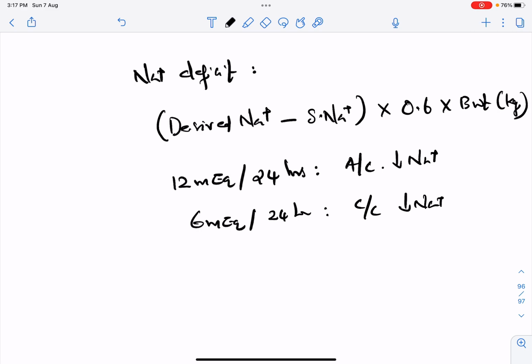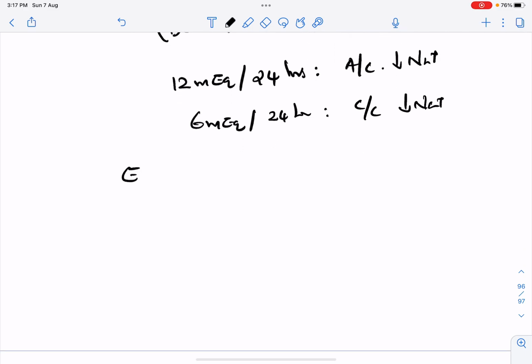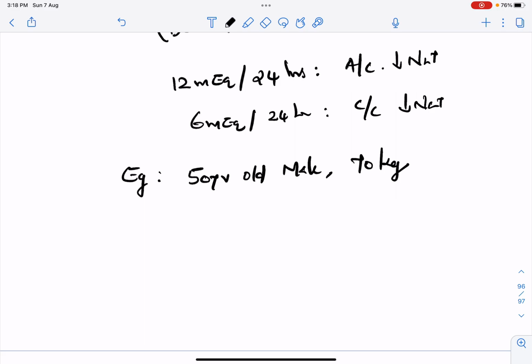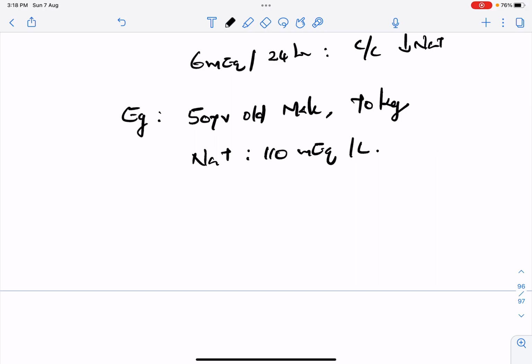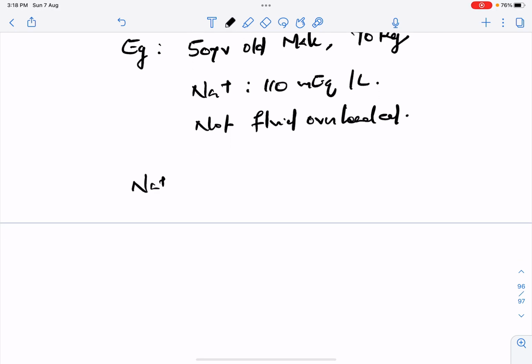So let's do one example using this formula. Suppose you have a 50-year-old male weighing 70 kg, presented to your emergency department with altered sensorium and seizure-like activity, and his sodium is found to be 110 milliequivalent per liter. The symptoms are within a one day duration. He is not fluid overloaded also. So the patient presented with the symptoms of severe hyponatremia. So we have to give 3% saline. For that we have to calculate the sodium deficit.